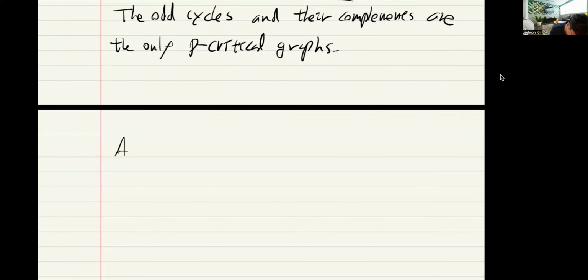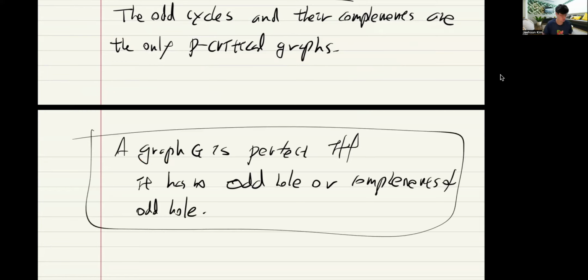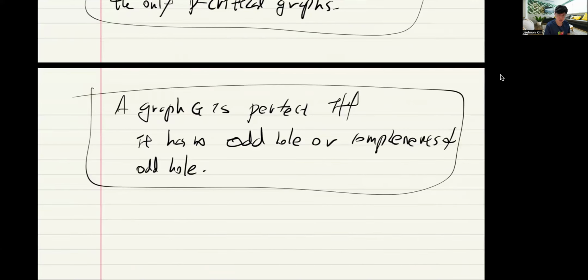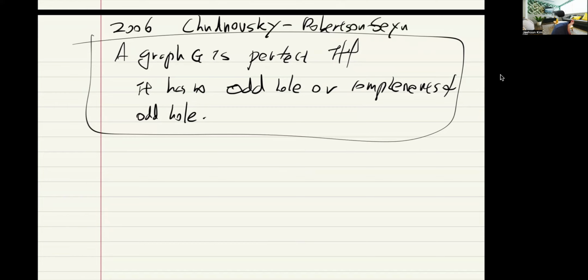So in other words, a graph G is perfect if and only if it has no odd hole or complement of an odd hole. Again, this is stronger than the perfect graph theorem. This implies the perfect graph theorem. And not only that, this completely characterizes what perfect graphs are. And this was actually proved in 2006 by Chudnovsky, Robertson, Seymour, and Thomas. And the paper which proves this is very long. It's 178 pages. So the proof is very complicated.